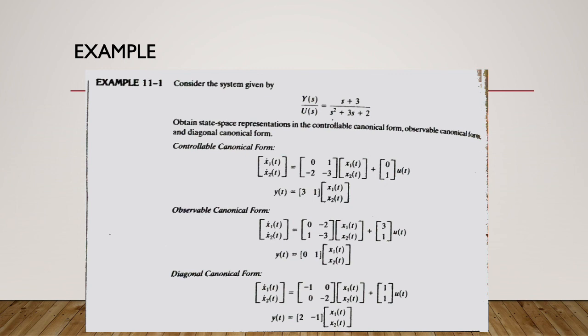Let's consider this example. I will leave it for you to practice. Use the given formulas of the controllable canonical form, observable canonical form, and diagonal canonical form, and find the state space representation of the transfer function in the given forms.